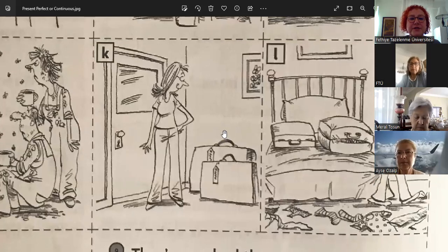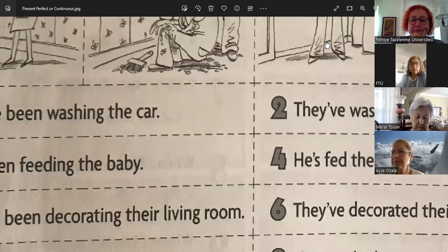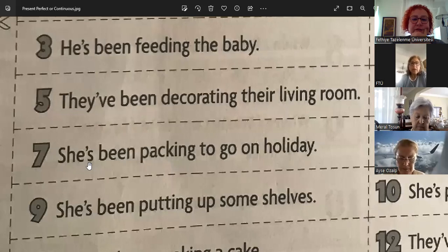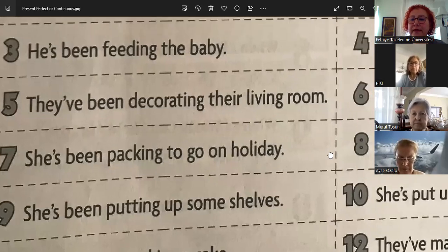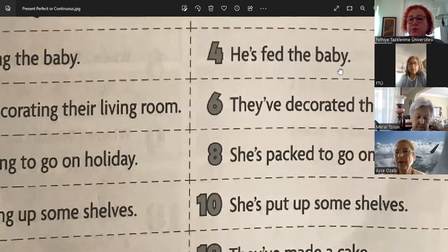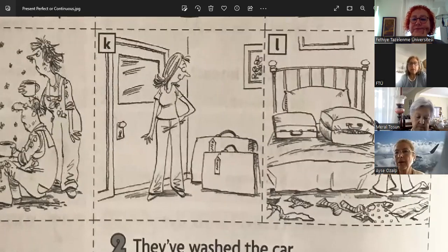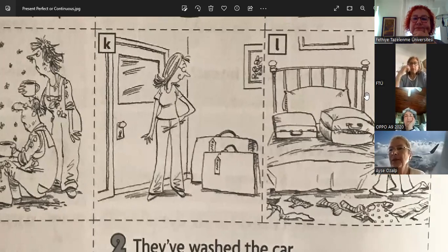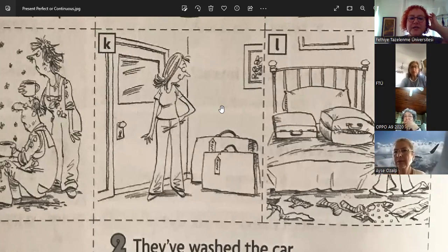Peki, the last pictures and packing. She has been packing to go on holiday, or she has packed to go on holiday. Which one? Picture K, picture L. L is present perfect continuous. And picture K, present perfect simple. She has finished packing.